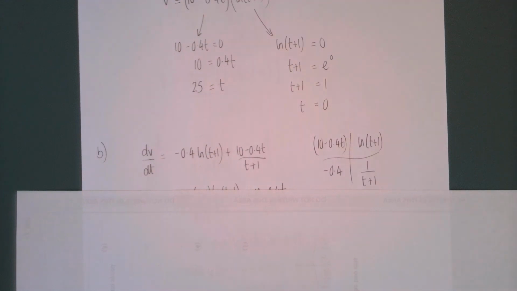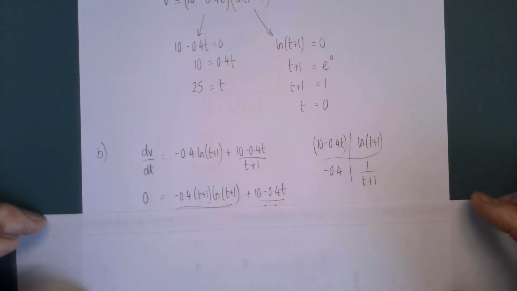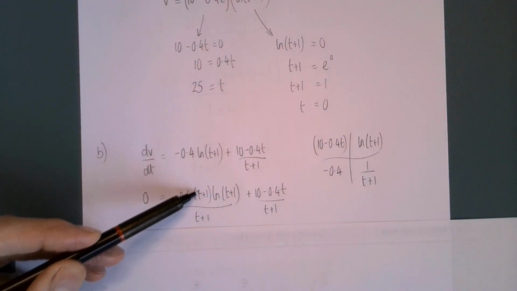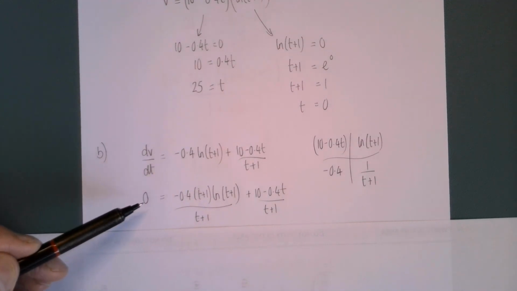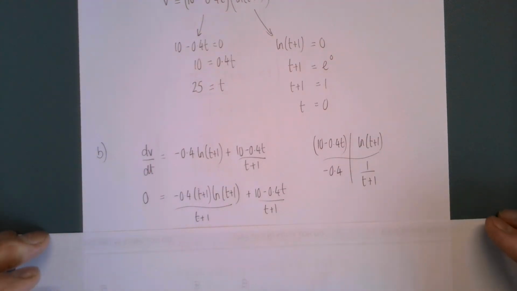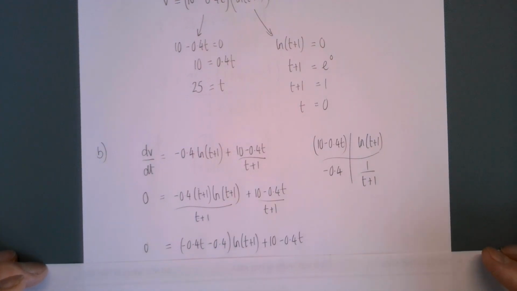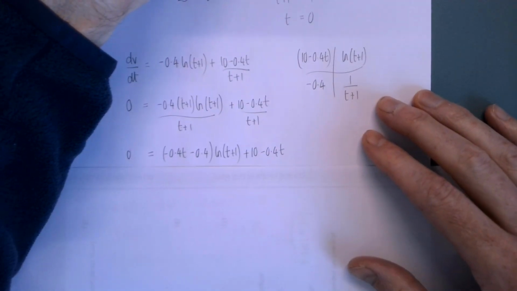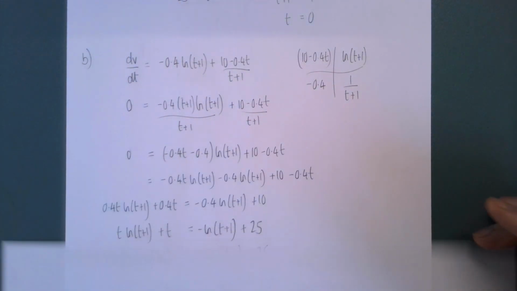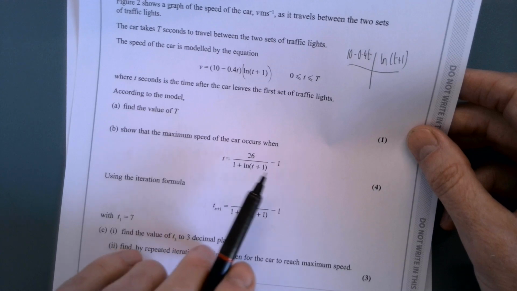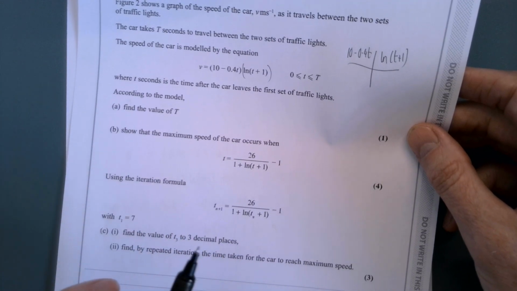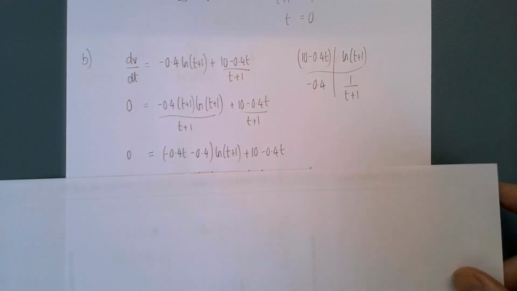It would be a whole lot easier if we had a common denominator, so I multiplied top and bottom of this by t plus 1. I'm looking for a turning point, so this is a formula for the gradient, so I'm just asking when does it equal 0, and because 0 is your friend, the next thing I can do is multiply by t plus 1. From here on in, it's algebra. So I've got to keep in my mind what they're after. I need a 26, I need a denominator of 1 plus ln(t plus 1). That's got to be in my mind all along.